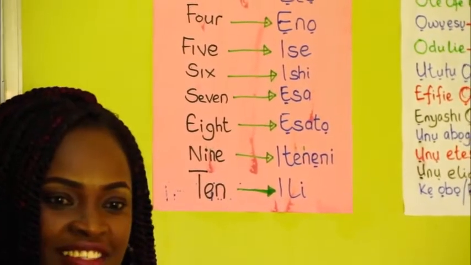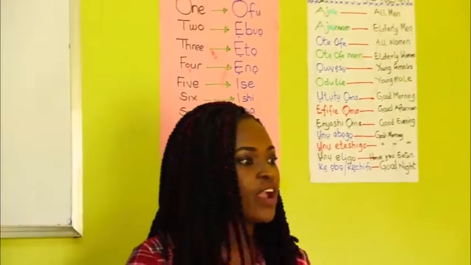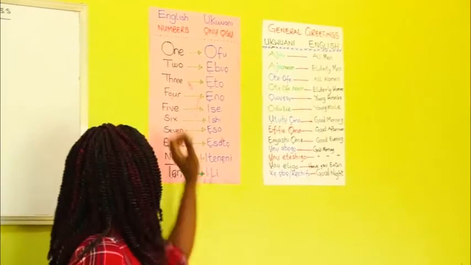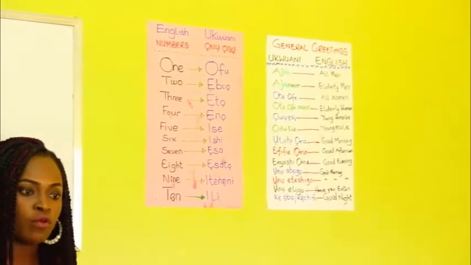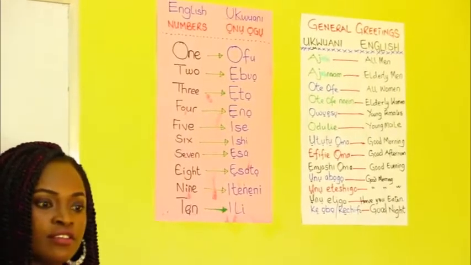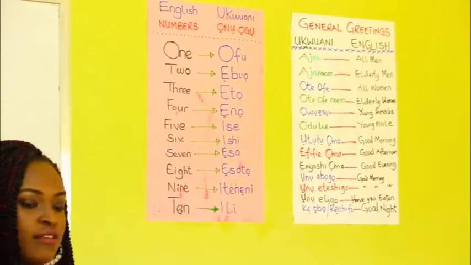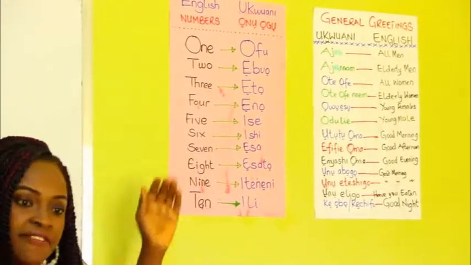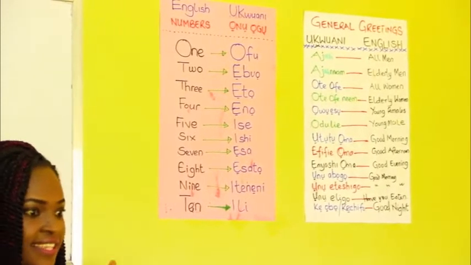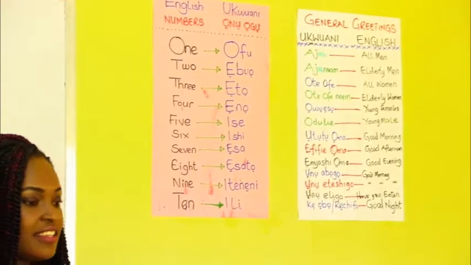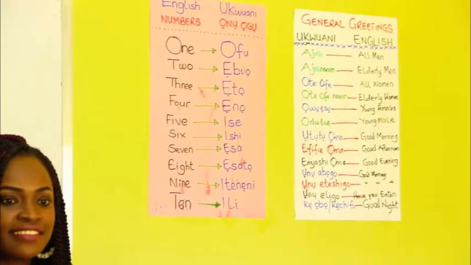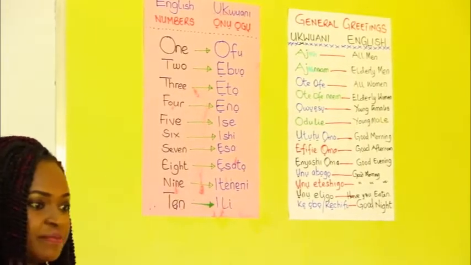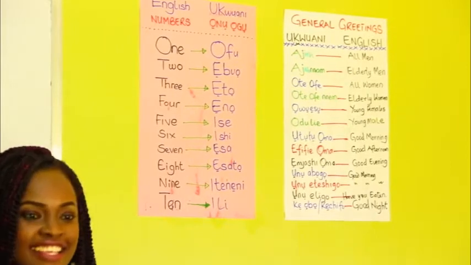Did you enjoy that? Yes. Now, we're going to do something in a way that you will enjoy more, okay? Now, join me. One, ofu. Two, ebo. Three, eto. Four, eno. Five, ise. Six, ishi. Seven, esa. Eight, esato. Nine, iteneni. Ten, iri.